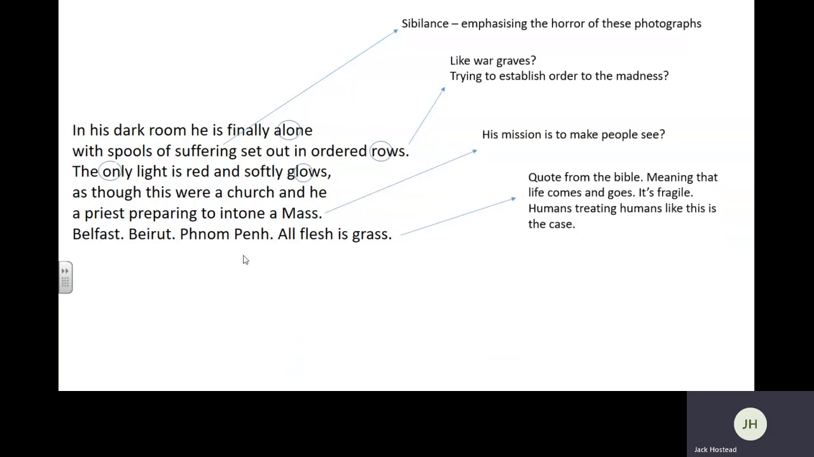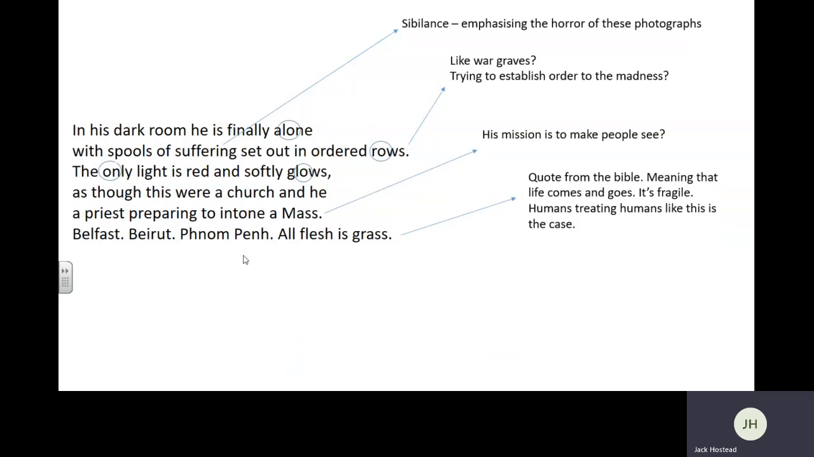Belfast, Beirut, Phnom Penh, all flesh is grass. So that last little bit there is a quote from the Bible. And so if you think about grass, yeah, it grows, it dies. It's fragile, so life comes and goes. Flesh, humans, they're just that part of nature. They will come and they'll go, and could we say humans are treating humans like this is the case?